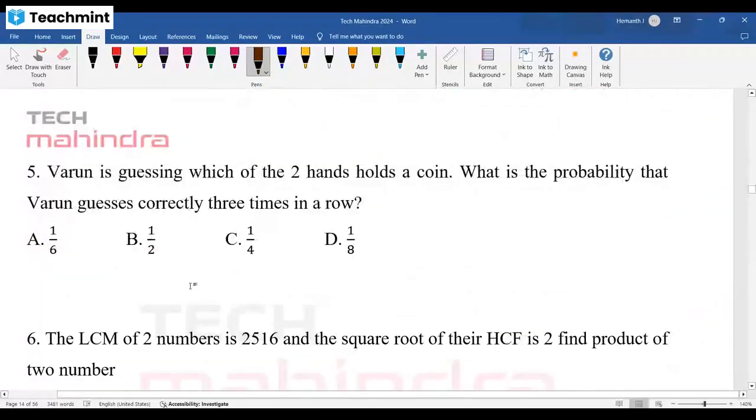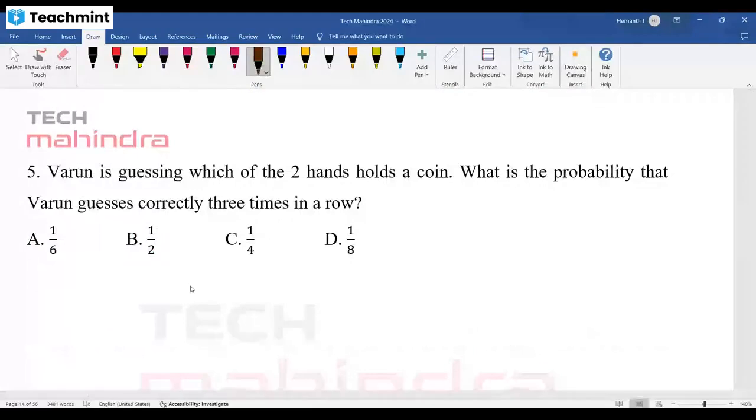Now see probability. Probability related question, you can expect one. Okay, high chances.